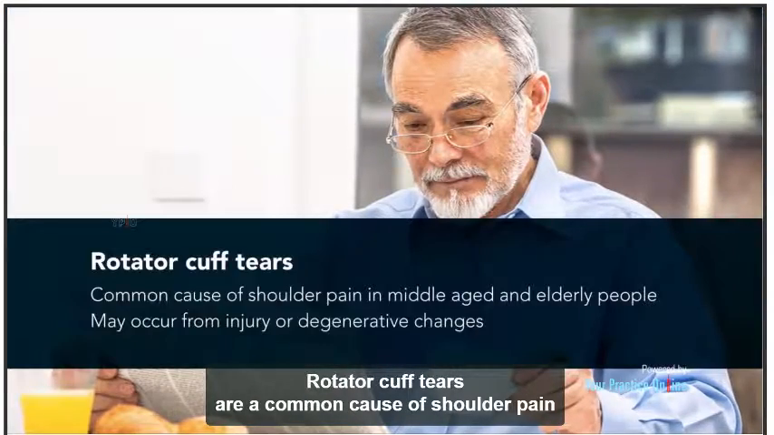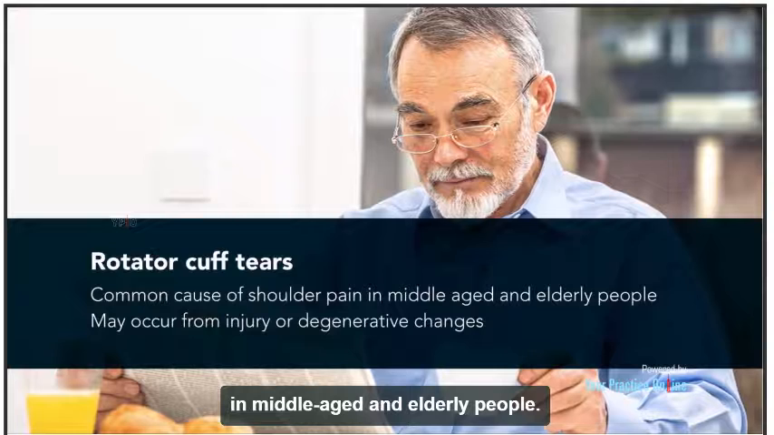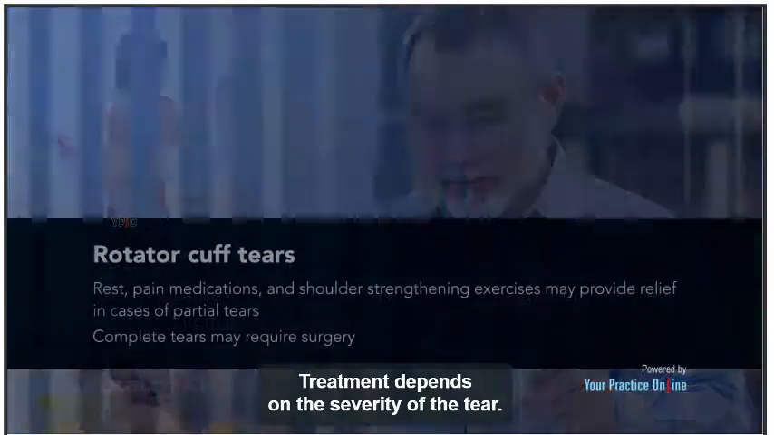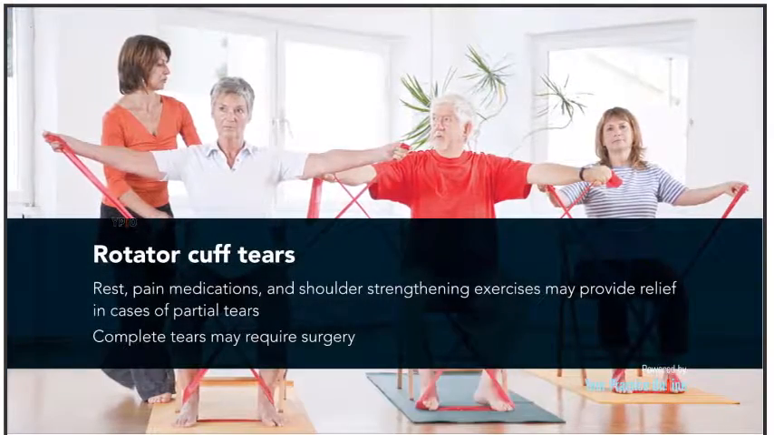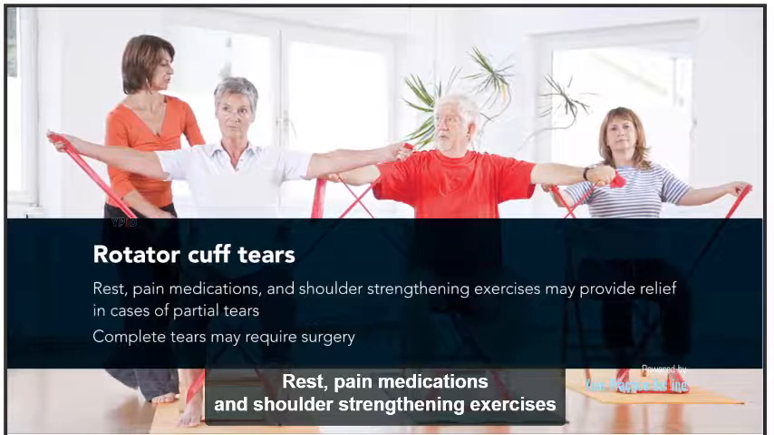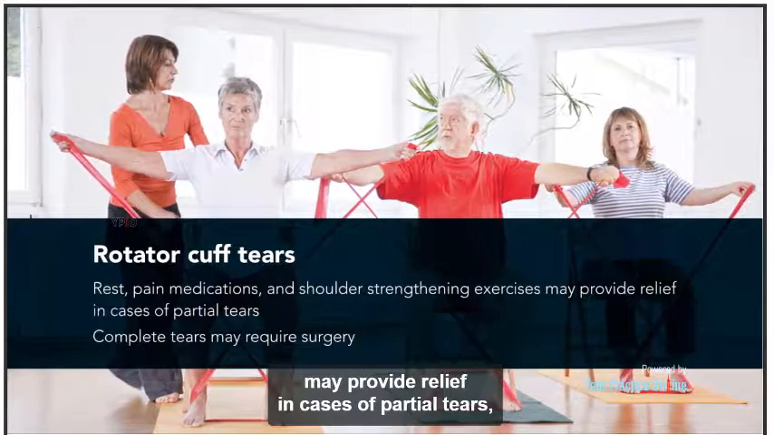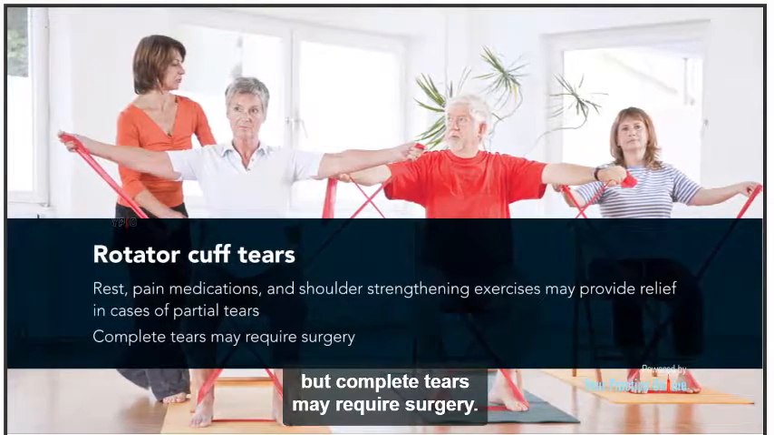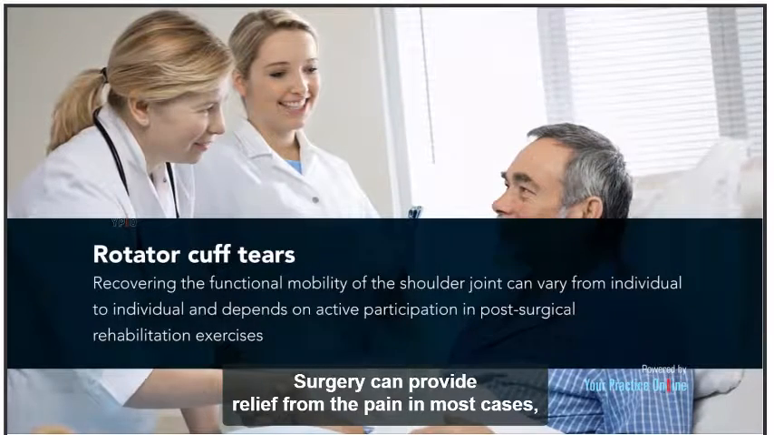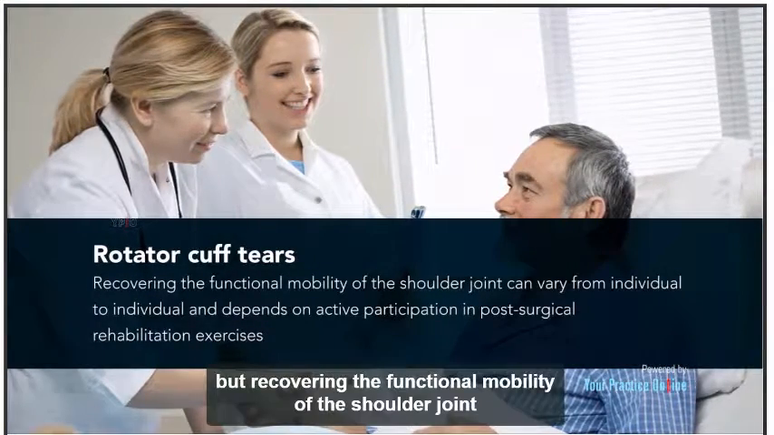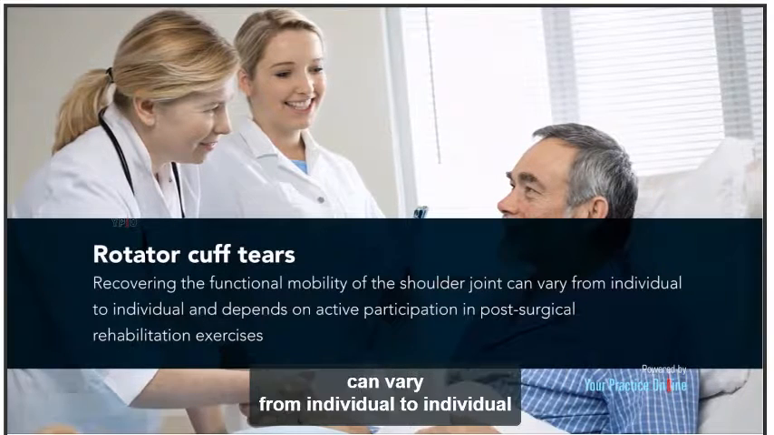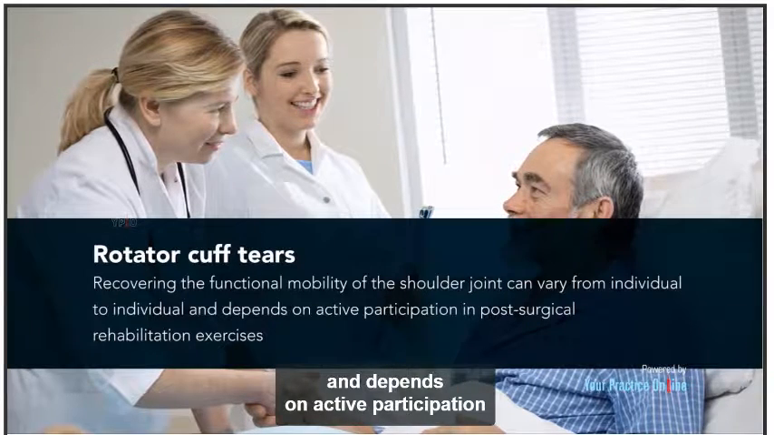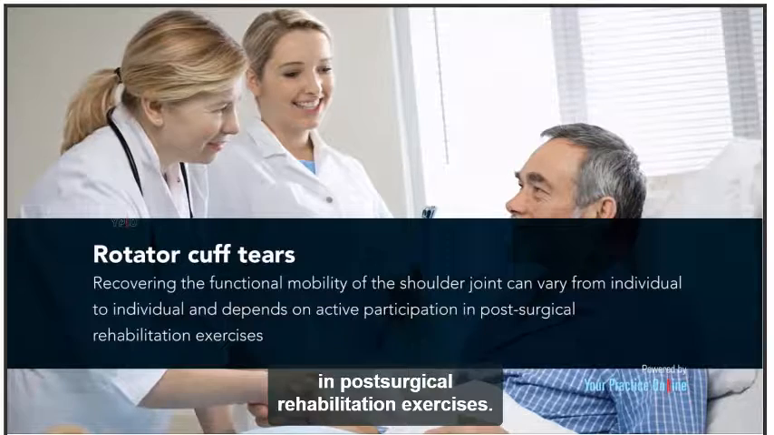Rotator cuff tears are a common cause of shoulder pain in middle-aged and elderly people. They may occur from injury or degenerative changes that occur with aging. Treatment depends on the severity of the tear. Rest, pain medications, and shoulder strengthening exercises may provide relief in cases of partial tears, but complete tears may require surgery. Surgery can provide relief from the pain in most cases, but recovering the functional mobility of the shoulder joint can vary from individual to individual and depends on active participation in post-surgical rehabilitation exercises.